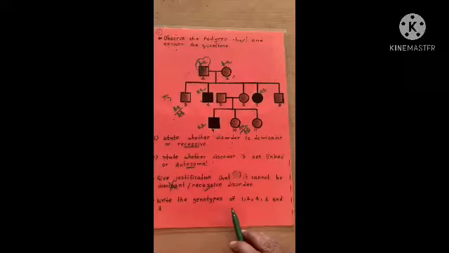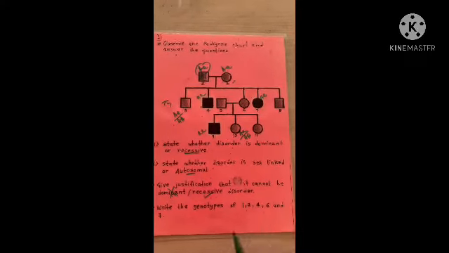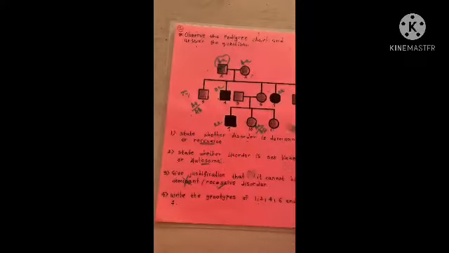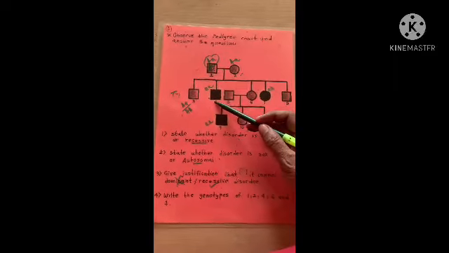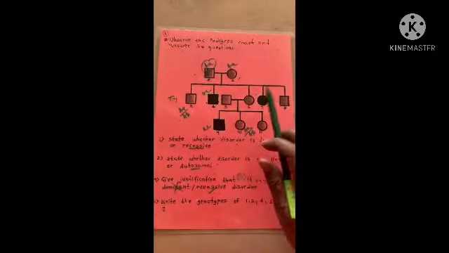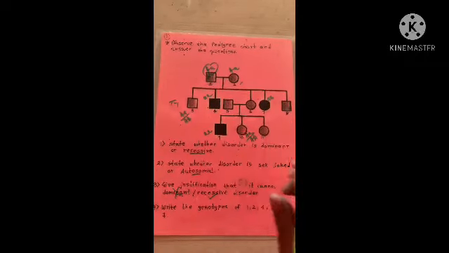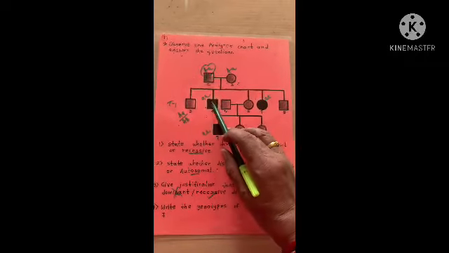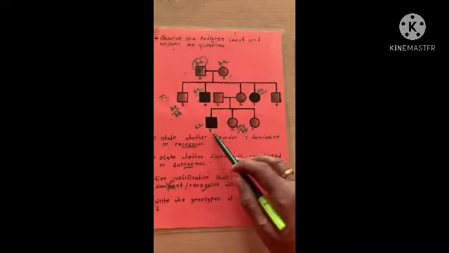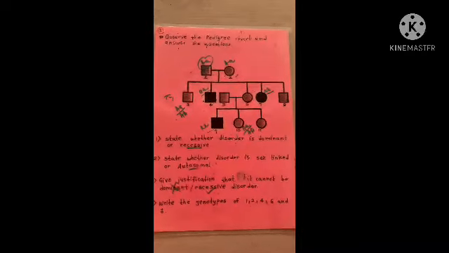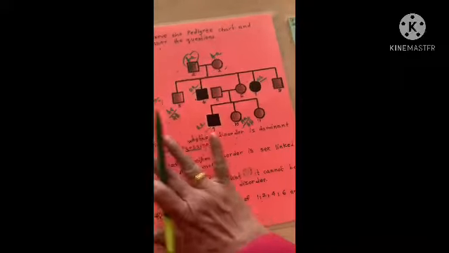Then if you have to write the genotypes of 1, 2, 4, 6 and 7. So 1 is heterozygous, 2 again heterozygous, and 4, whichever has the disease, blindly you can write double recessive. Wherever the disorder is visible, if it is a recessive trait, wherever there is a disease, you can write the double homozygous recessive condition. Is that clear? So this is one pedigree chart.